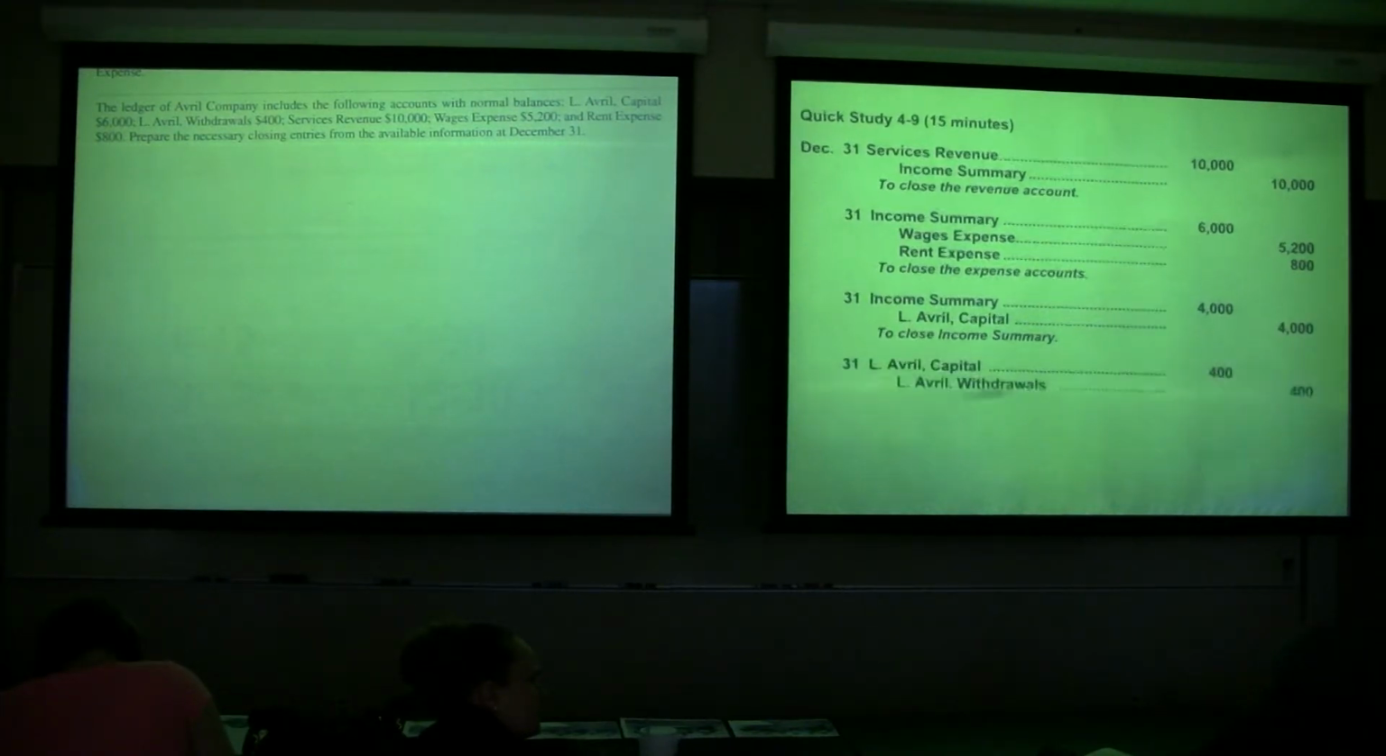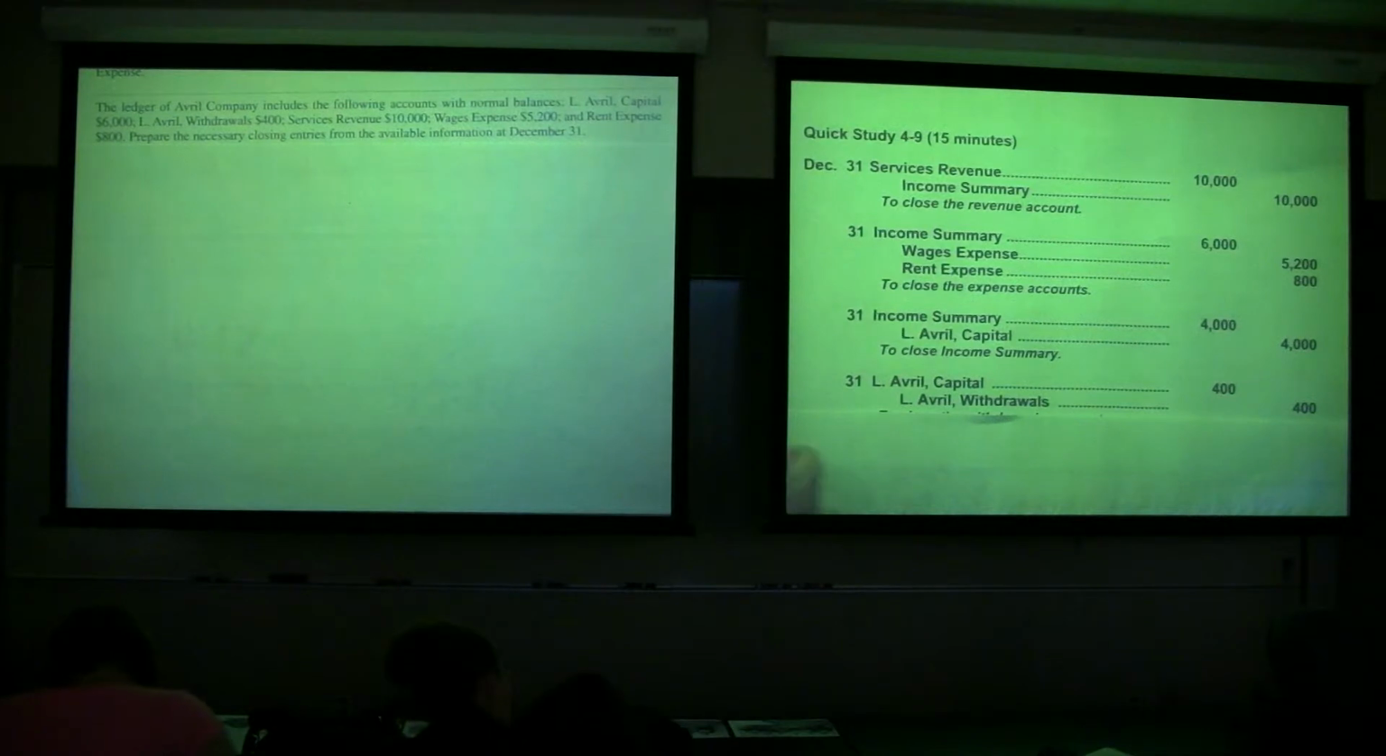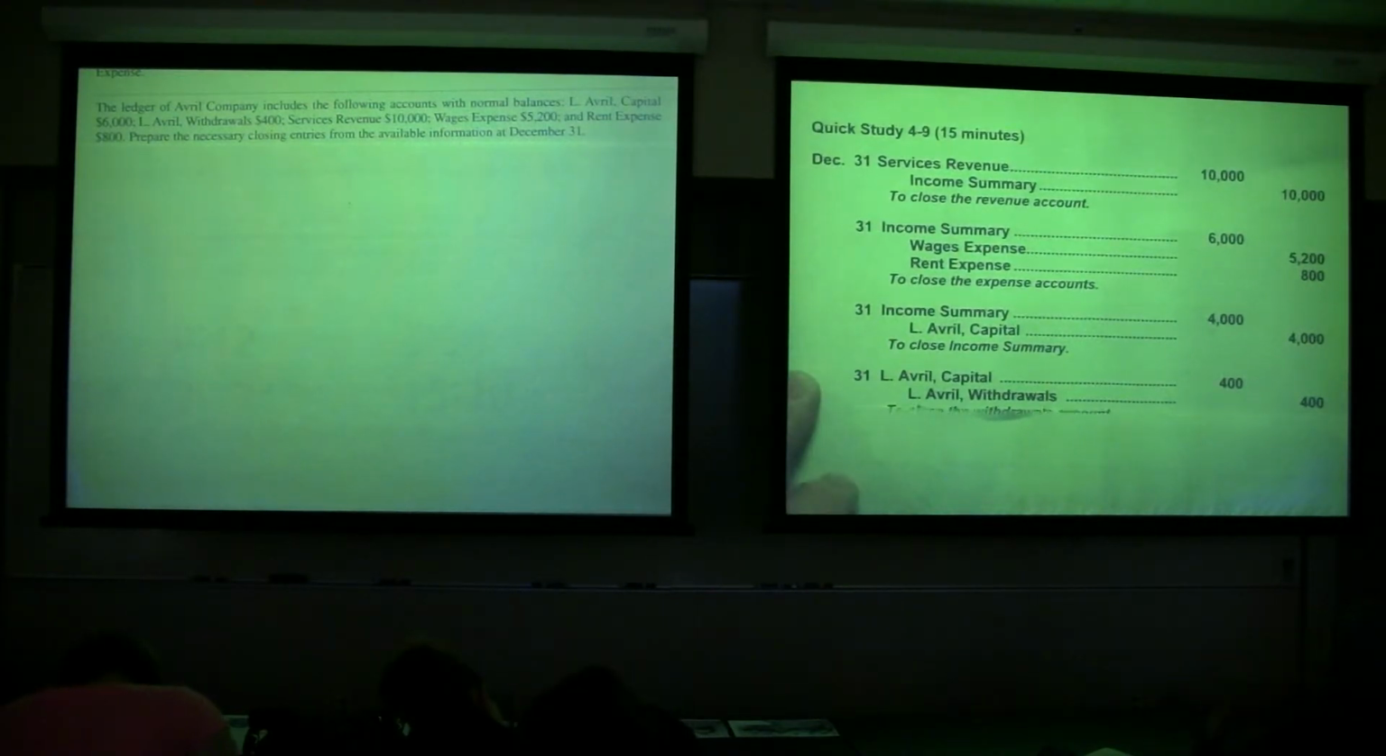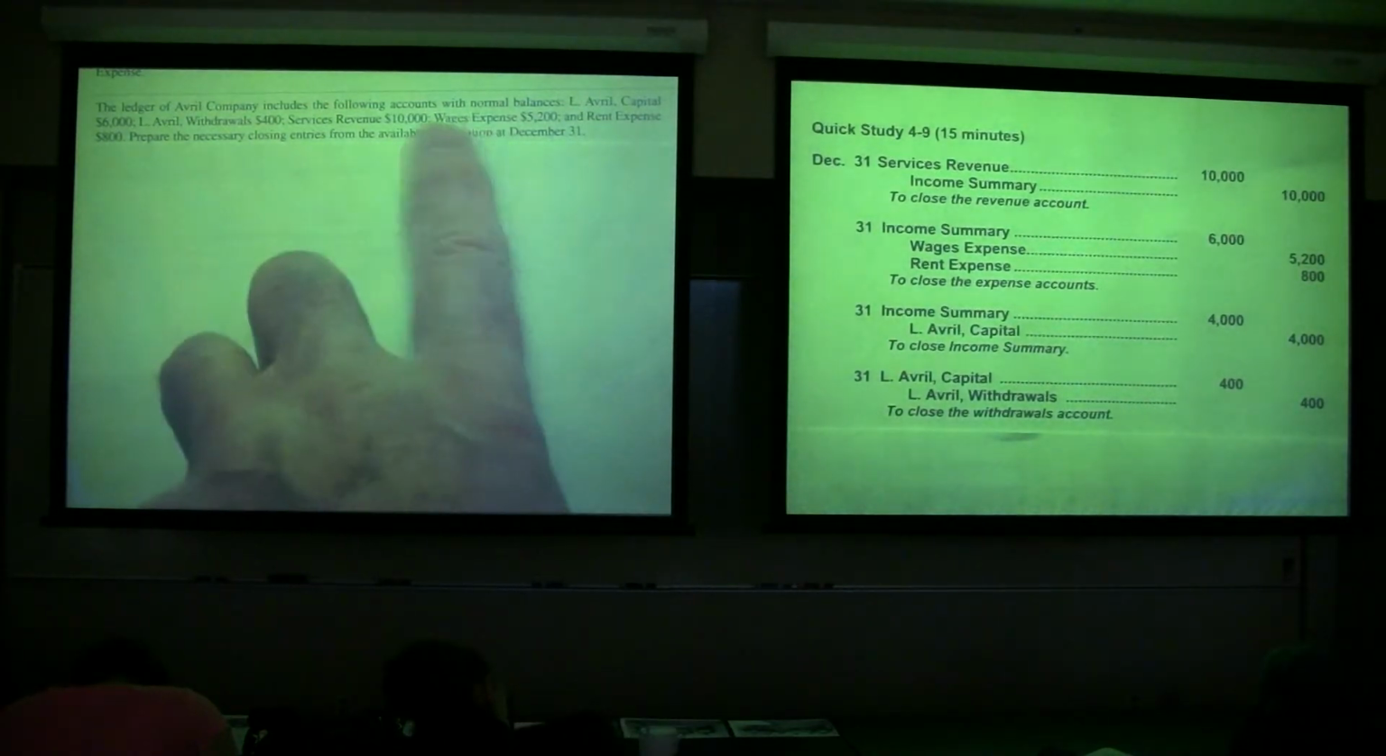All right. So here you go. You're going to debit the capital by the amount of the withdrawal and credit the withdrawal. So there's a $400 withdrawal here.